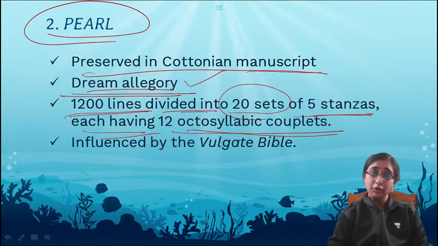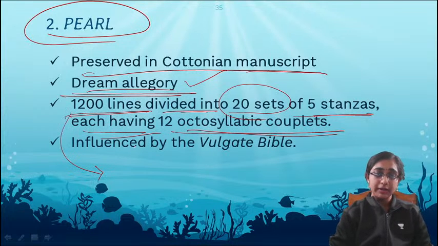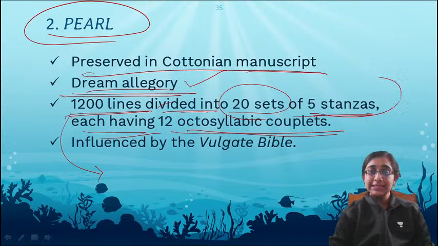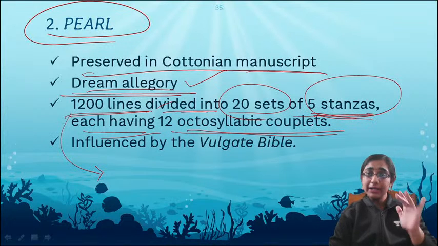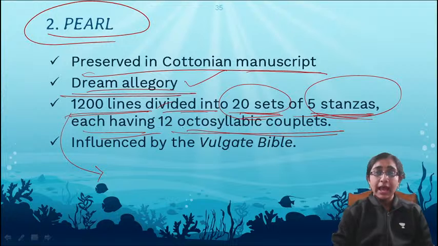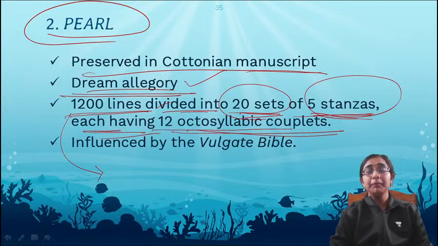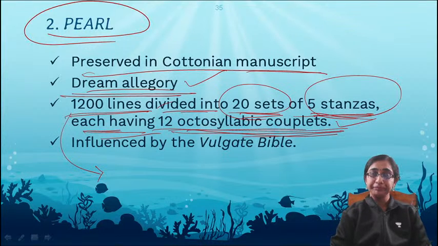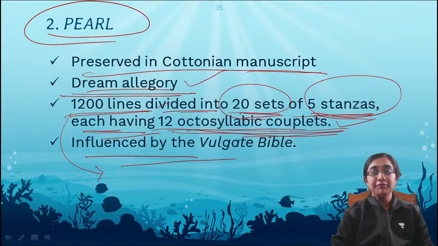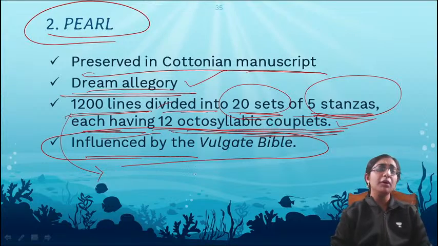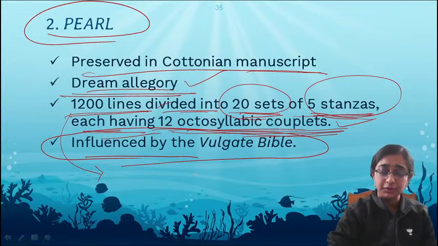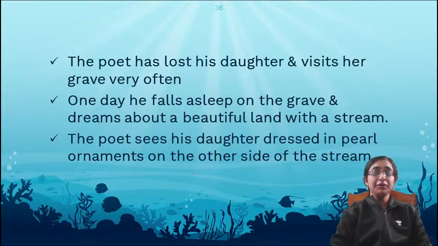So the structure is a bit complex. Total lines 1200. Total stanzas 5. The 5 stanzas are divided into 20 sets, and each set having 12 octosyllabic couplets. This is the verse form. It was influenced by the Vulgate Bible. The story of Pearl is also a very beautiful story. I will tell you the story.